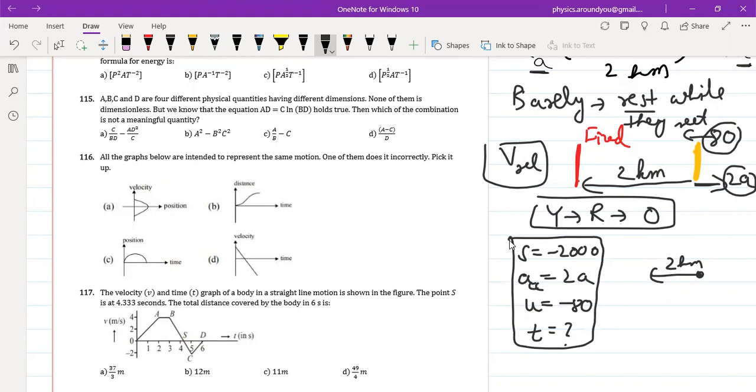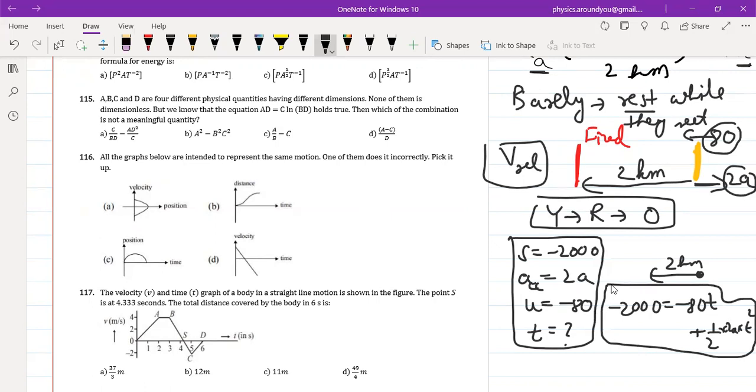So what would be the time of collision in this case? When they meet, they will meet when minus 2000 is equal to minus 80t plus half into 2a into t squared. Well, they will meet at some time. You can find the value of time by using this. Is that the condition we require? Let us see.